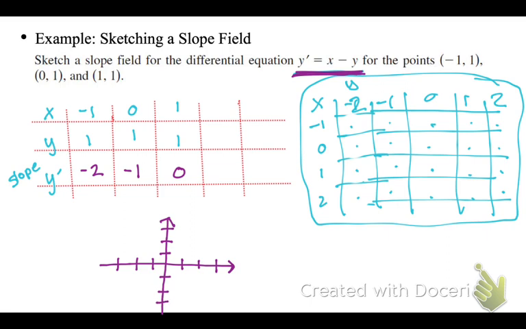Okay, so you have this coordinate plane. And at -1, 1, right there at that dot, you have a -2 slope. So you have to picture like a little graph in your graph. Does that make sense? So -2 slope, I'm saying, oh, it'll look like this, like that.